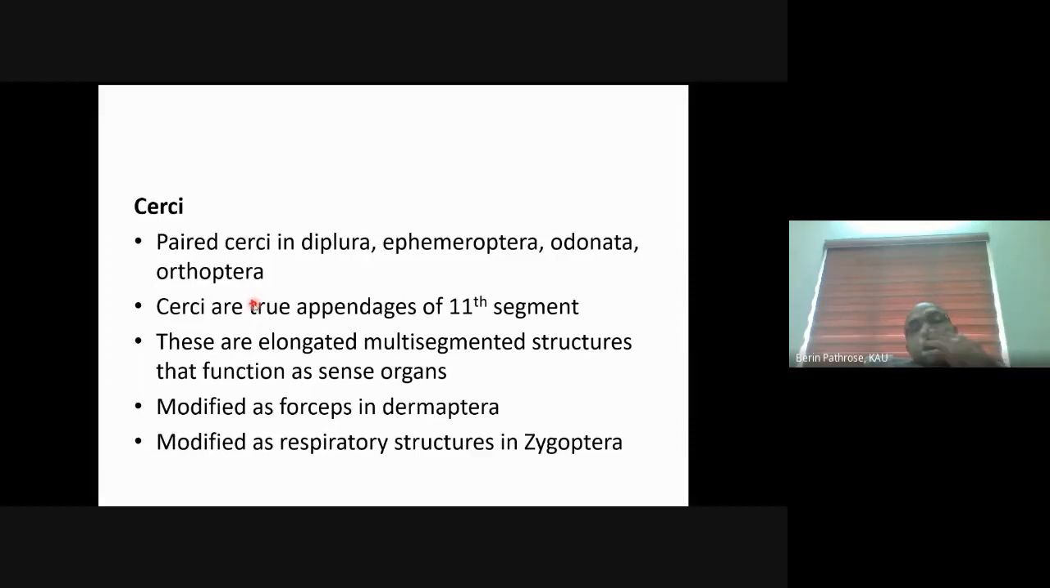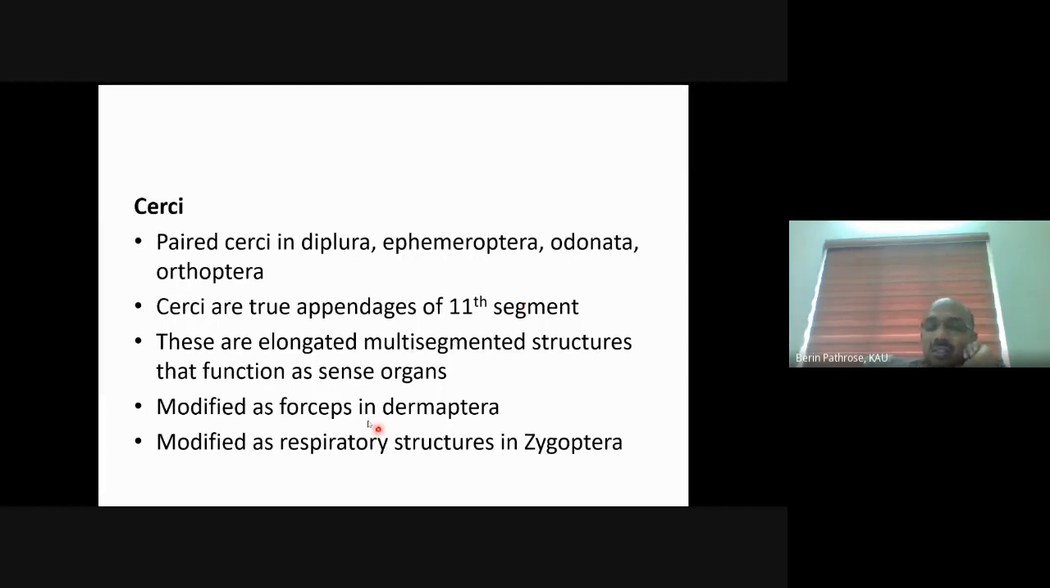You will study about Ephemeroptera, Odonata, and Orthoptera in the taxonomy class. Odonata is dragonflies, Orthoptera is grasshopper. And these are true appendages. Though it is present at the junction between the 10th and 11th, it is considered as the appendage of the 11th segment. And it is multi-segmented, that means numerous segments will be there, and it has a sensory function also.